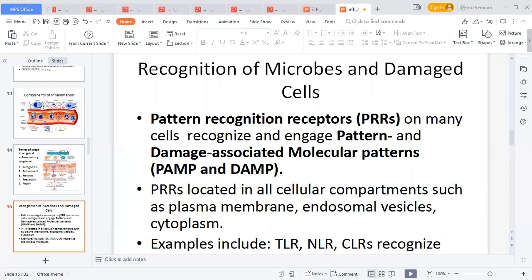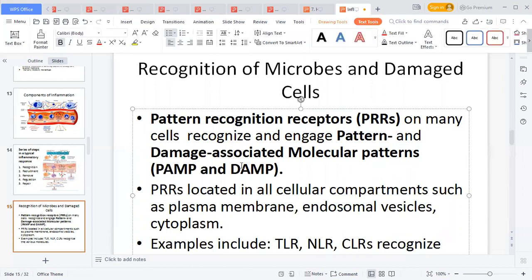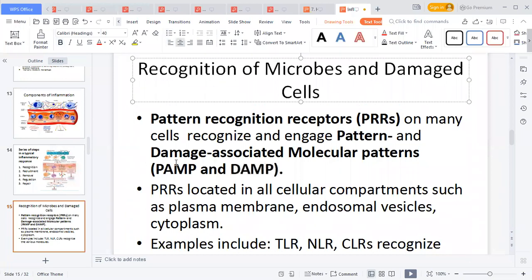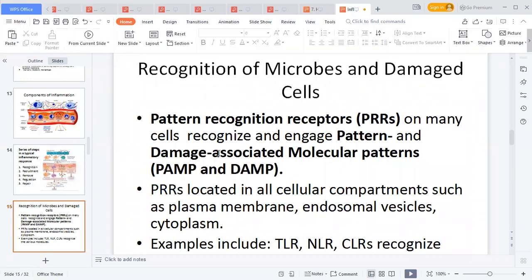The damage patterns, we said, where can you find them? I think I've forgotten, but you can look for them, the PAMPs and the DAMPs, the pathogen associated molecular patterns. Okay, it's here. So we've got the pattern recognition receptors.